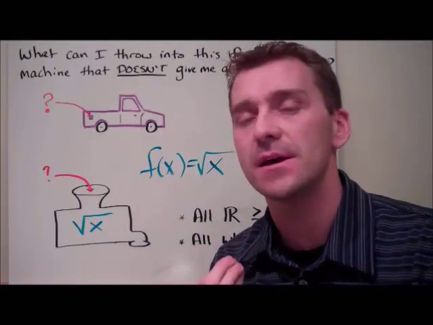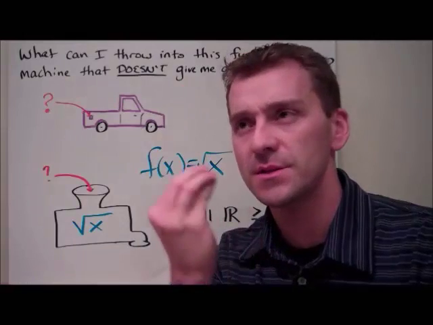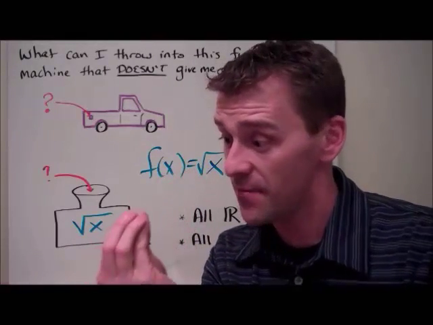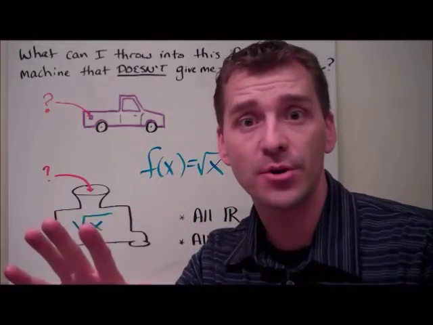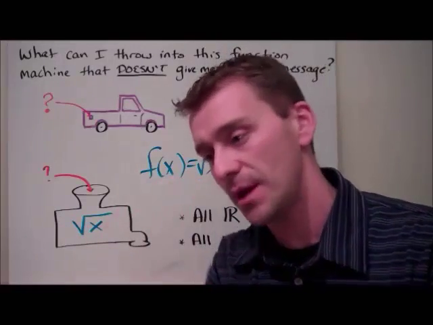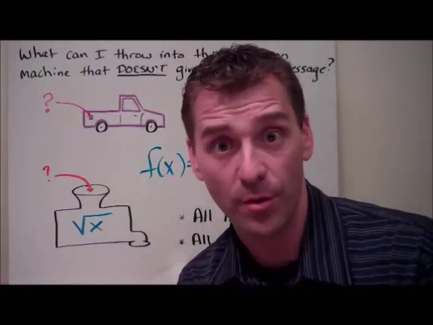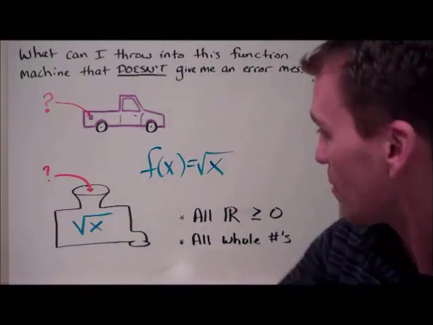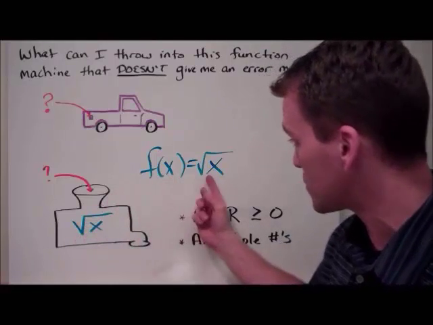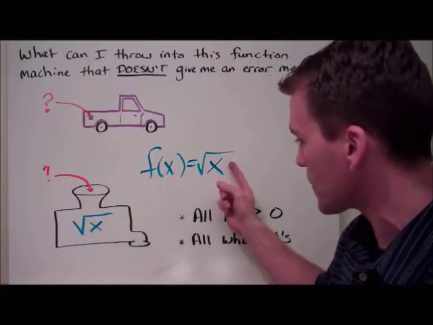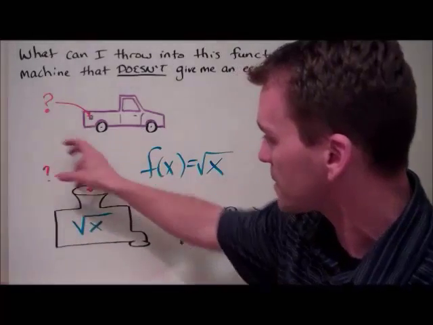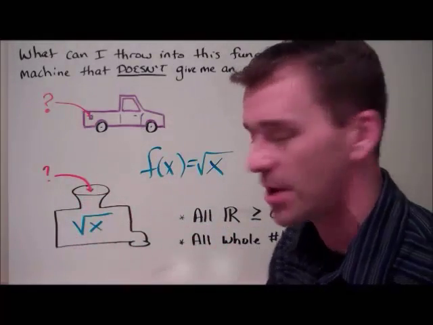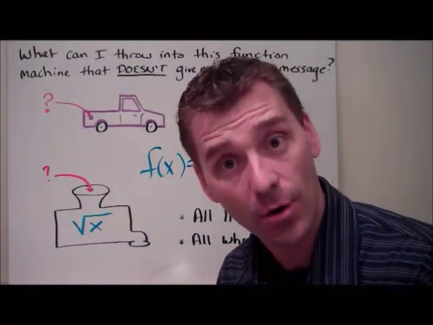So the idea is, what can I put into these functions to make it work? If it doesn't work, that cannot be in my domain, because it cannot be a possible input value, because it won't give you an output value. That's why. So here's the idea. Function machine, I just told you this, square root of x. That was one we just did. What can I throw into this function machine to make this function machine not say, error?